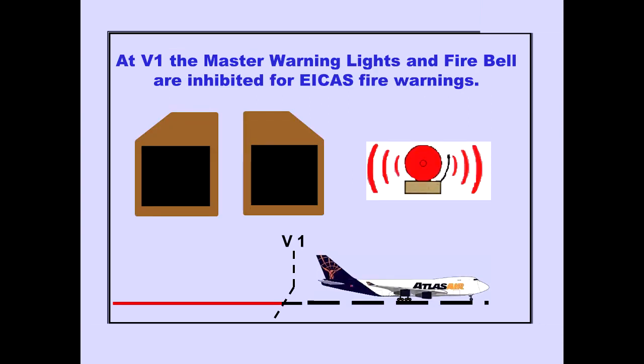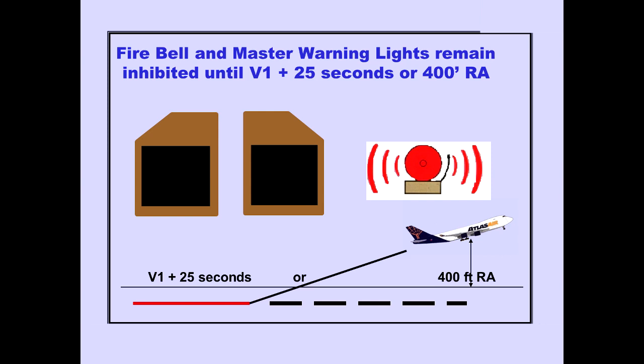At V1, the master warning lights and fire bell are inhibited for fire warnings to prevent distraction. If a fire condition occurs, the associated EICAS message is still displayed. The fire bell and master warning lights remain inhibited until 25 seconds after V1 or 400 feet radio altitude.